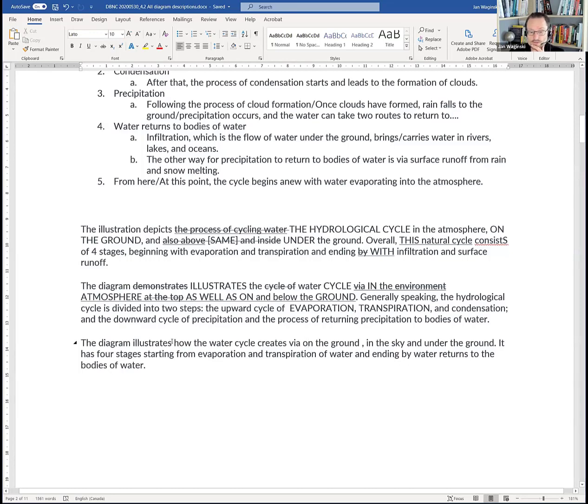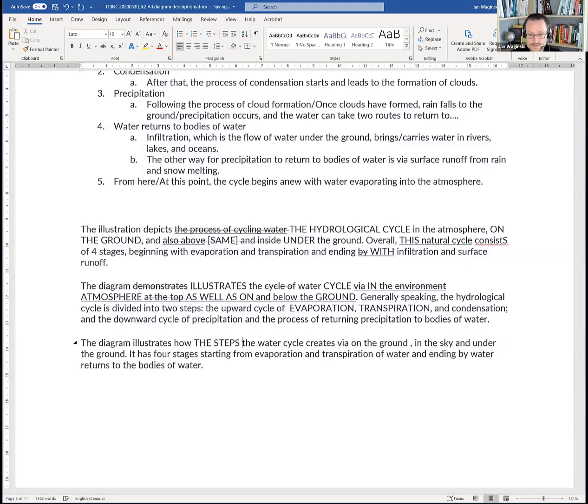Here's another simple way to do this. The diagram illustrates the steps in the water cycle. Steps in the water cycle. Okay. Now I would just move this, but okay. Illustrates the steps in the water cycle on the ground, in the sky, and under the ground. It has 4 stages, starting from evaporation, transpiration of water, and ending by water.